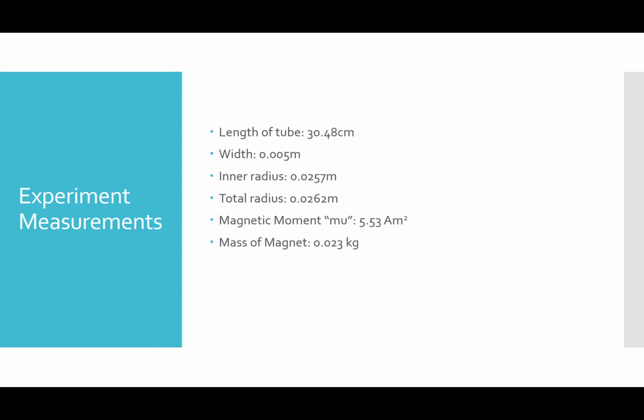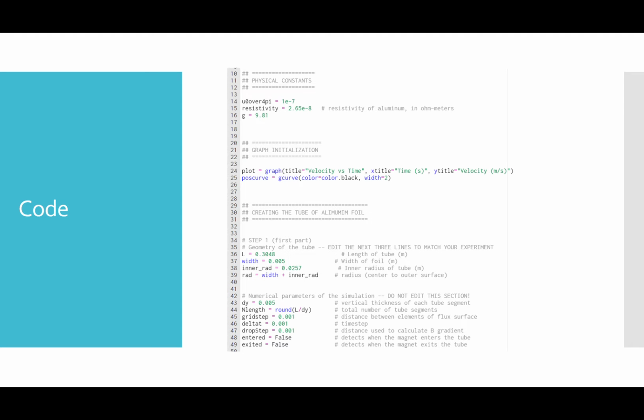Here are some of the different measurements needed for the computational model. The magnetic moment mu is 5.53 amps meters squared, and this was calculated from a previous lab. Here's the code for our computational model.